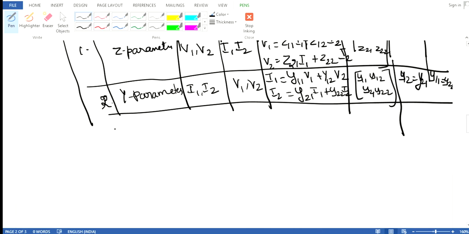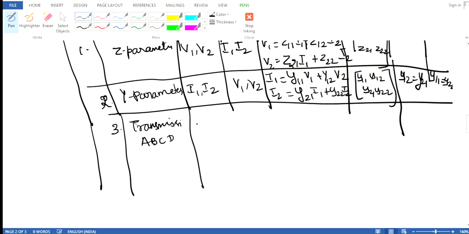Okay. The third one. Can you remember the third one's name? Yeah, the third one is nothing but the transmission parameter. A very, very important parameter. Transmission parameter. Letters A, B, C, D. So here the combination is V1, I1. And what will be the output? V2 and I2, because V1, I1 is already on the left. So now V2 and I2 will be in that equation.